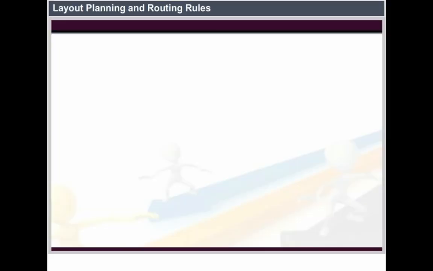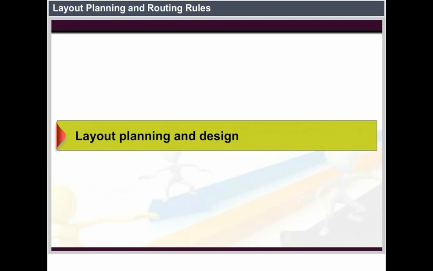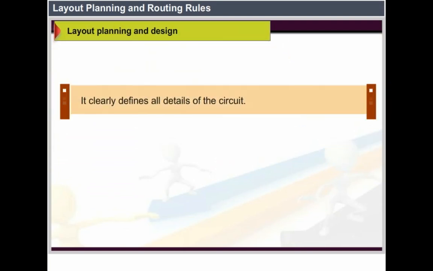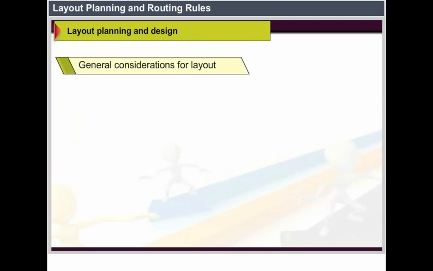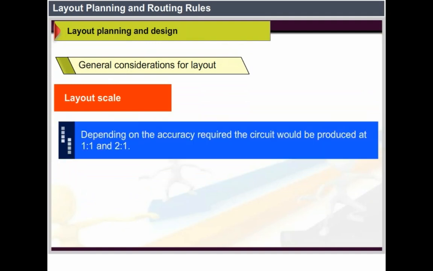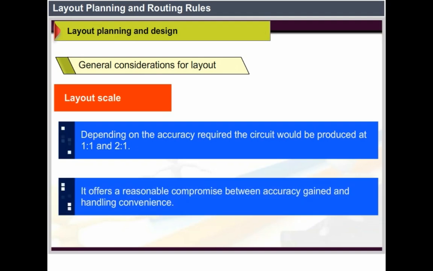Layout Planning and Routing Rules. Layout Planning and Design clearly defines all details of the circuit. The detailed circuit diagram is very important for the layout designer, and the designer must be familiar with the concepts of design. General considerations for layout. Layout scale: depending on the accuracy required, the circuit would be produced at 1:1 and 2:1. It offers a reasonable compromise between accuracy gain and handling convenience.